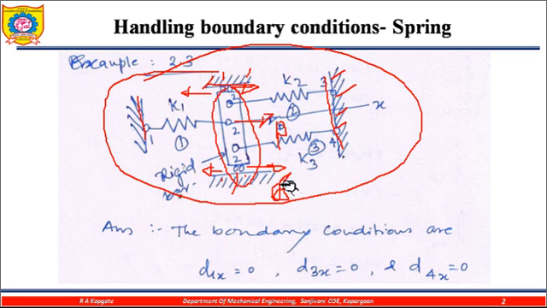Whenever non-homogeneous boundary conditions are available, at that time we give the penalty of a delta, and later on we manipulate this. So let us try to solve the problem. What is given is d1x is equal to 0, d3x is equal to 0, and d4x is equal to 0.